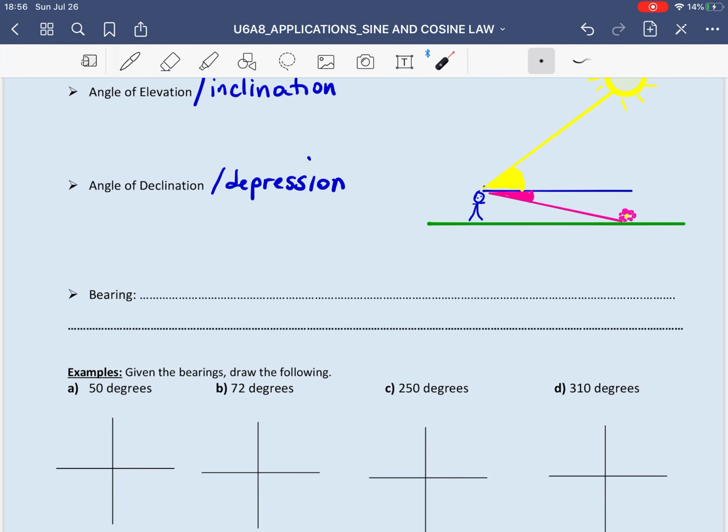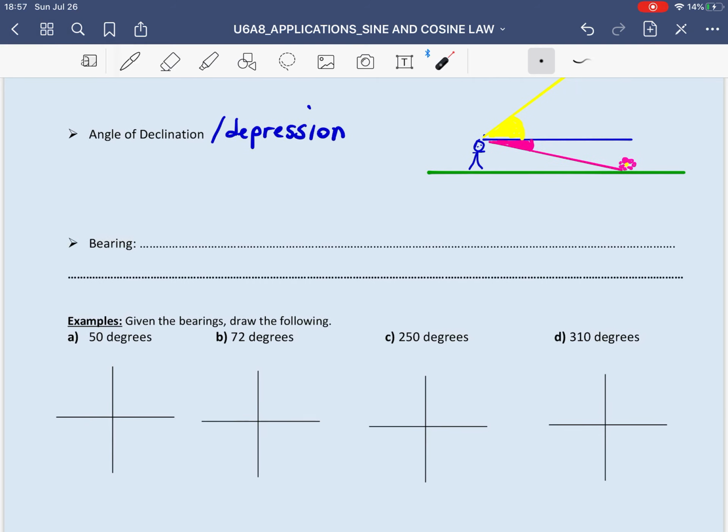Now, another important concept that we need to understand when drawing the diagrams is the bearings. The bearings are a way of describing direction in 2D. So bearings are actually nothing but angles measured from the north line in the clockwise direction.